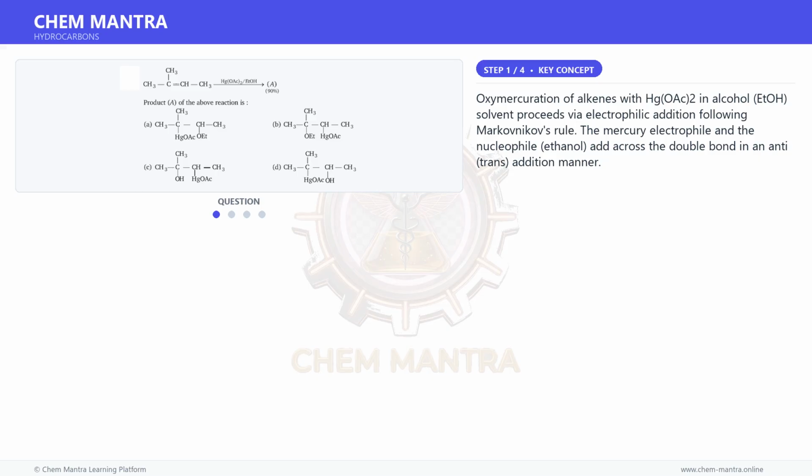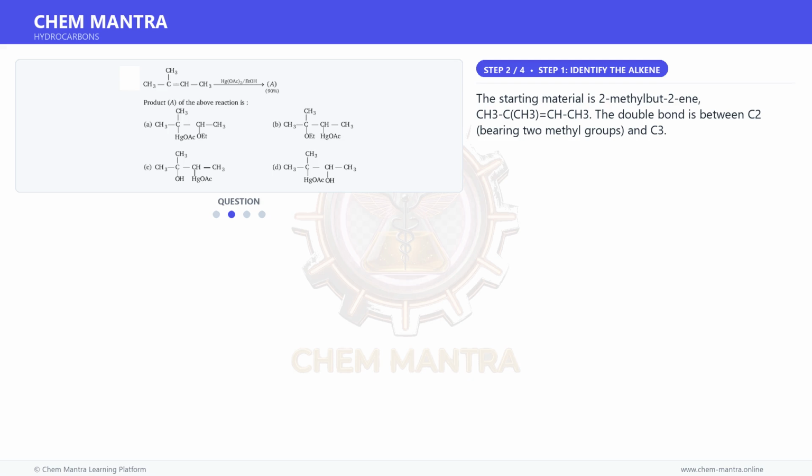Oxymercuration of alkenes with Hg(OAc)2 in an alcohol, EtOH, solvent proceeds via electrophilic addition following Markovnikov's rule. The mercury electrophile and the nucleophile, ethanol, add across the double bond in an anti addition manner. Moving on to the next step.